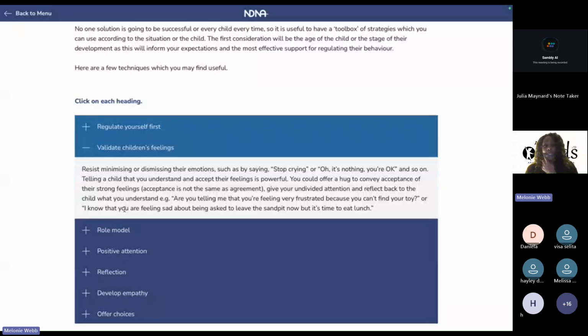Telling a child that you understand and accept their feelings is powerful. You could offer a hug to convey acceptance of their strong feelings. Acceptance, remember, is not the same as agreement. And you give your undivided attention and reflect back to the child what you understand. For example, are you telling me that you're feeling frustrated because you can't find your toy?